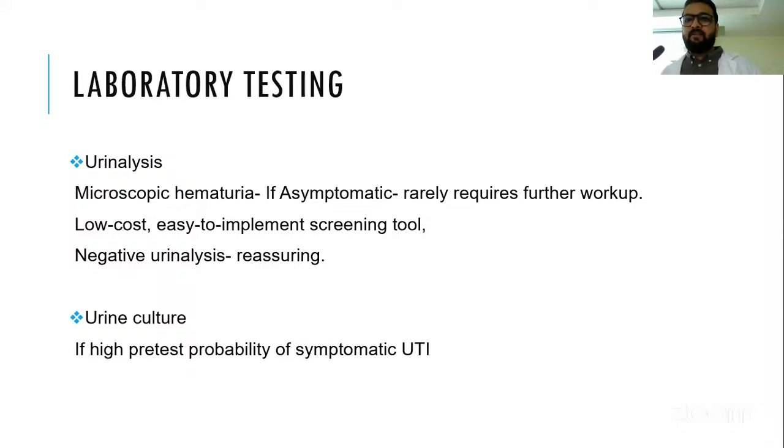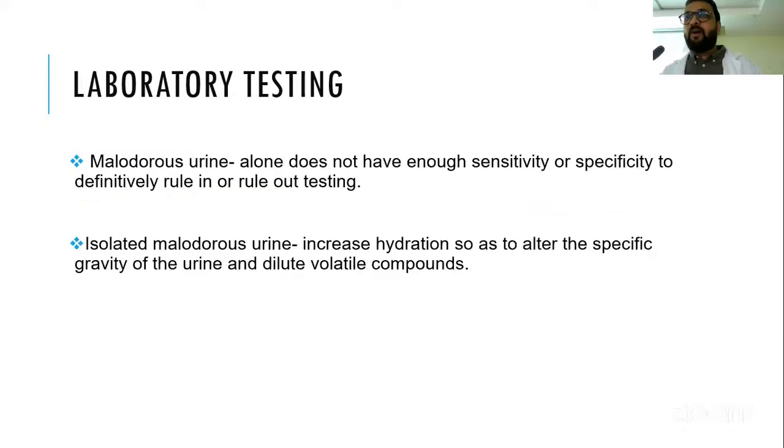Then lab testing, the simple non-invasive test is urinalysis. A negative urinalysis is always reassuring, and microscopic hematuria may be present, but it rarely requires workup if the patient is asymptomatic. Then we can go for urine culture if there is high probability of UTI. Malodorous urine alone is not sensitive or specific to rule in or rule out testing.